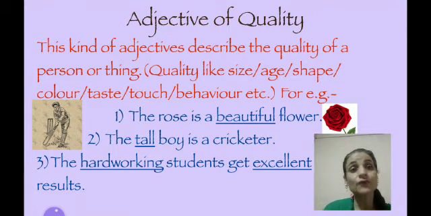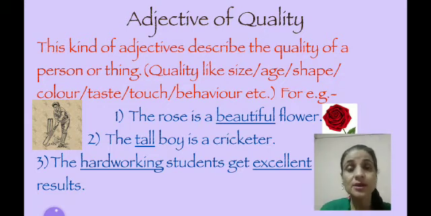First, adjective of quality. By the name only you can understand that this kind of adjective tells us the quality of a noun, quality of a person or thing or a place, etc. Quality means like size, age, shape, color, taste, touch, behavior, smell, and many more. So focus on quality. The words which tell us about the quality are the adjectives of quality.